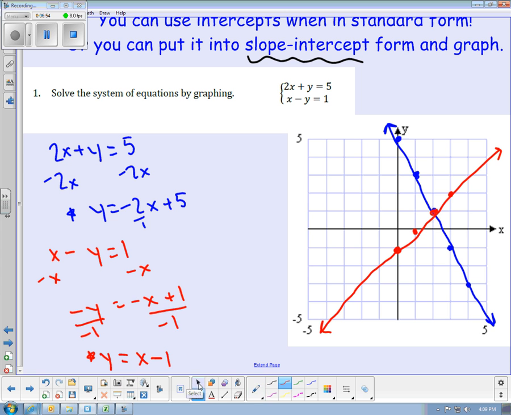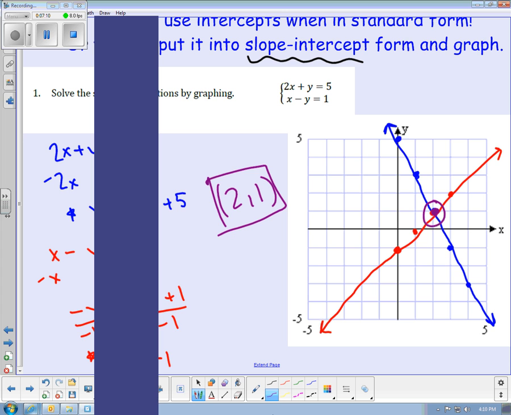All right, so now what we're looking for is the point of intersection, if there is one. Well, in this case, it's very obvious to see. Here's where the blue and the red intersect each other. So we need to figure out what that point is. It happens to be over 2, up 1, which is (2, 1). That's our solution. Okay. Let's try one more graphing here.